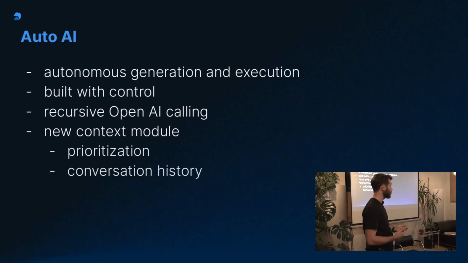Under the hood, we're recursively calling OpenAI. I think that's pretty straightforward. But we've reworked our whole context module. Mainly, the main bit that we've reworked was prioritization. So we're introducing even more context to the model and selecting it, depending on the user's context, whatever feels most important. But also we're focused on conversation history.